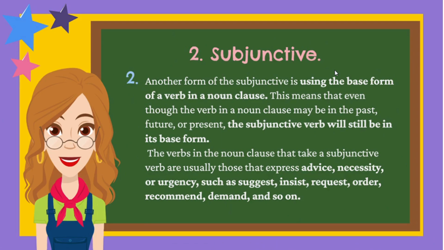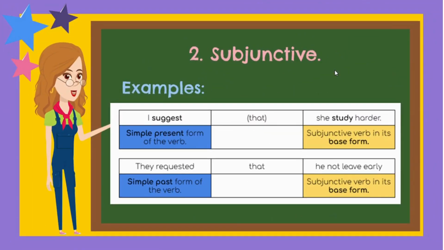The verbs in the noun clause that take a subjunctive verb are usually those that express advice, necessity, or urgency, such as suggest, insist, request, order, recommend, demand, and so on. Here we have two examples. First: I suggest that she study harder, or I suggest she study harder. And the second one: they requested that he not leave early.